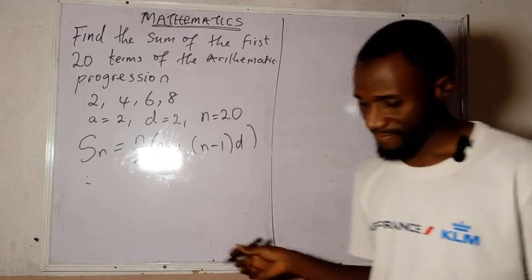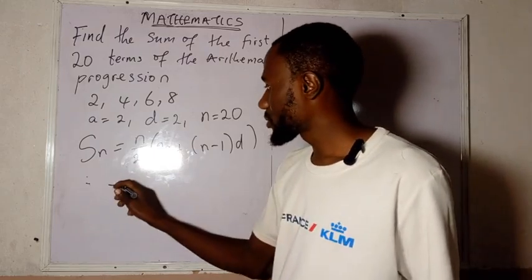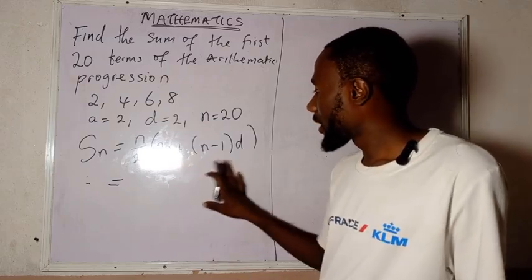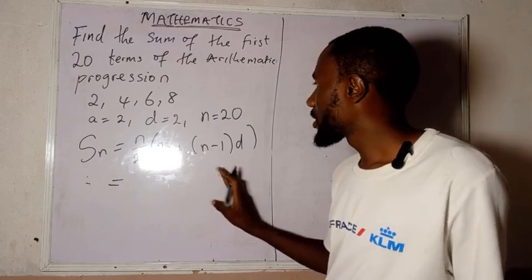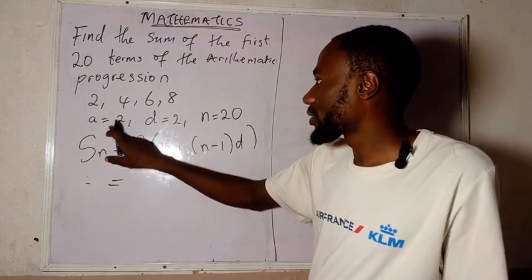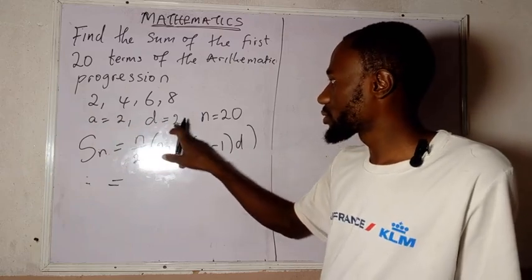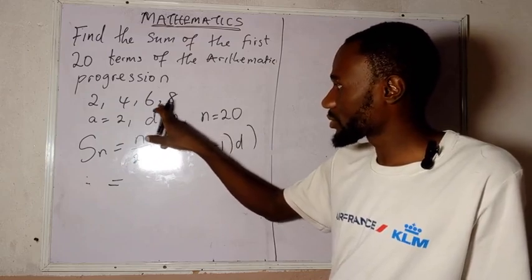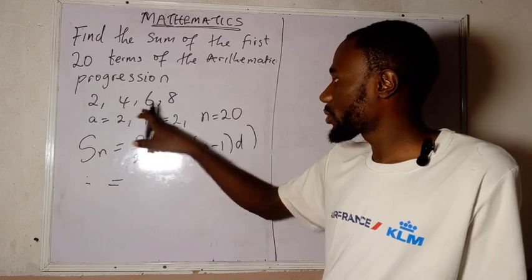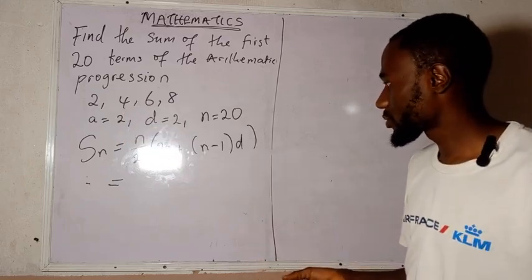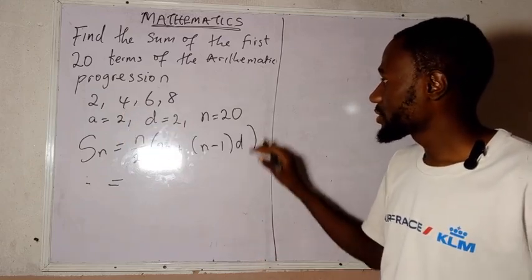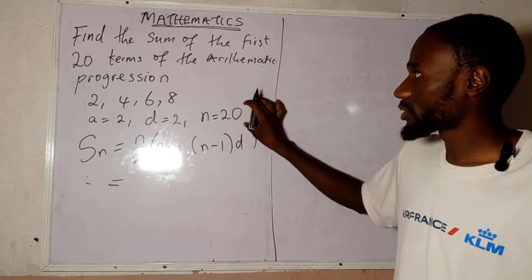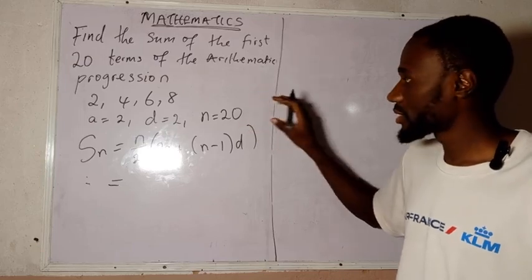Then, since we have written the formula, let's substitute. The a we find in the question is 2, and the d is 2, which we obtain from the question by subtracting 8 minus 6, 6 minus 4, and so on. Then the n given is 20. That's the sum of the arithmetic progression we are asked to find.